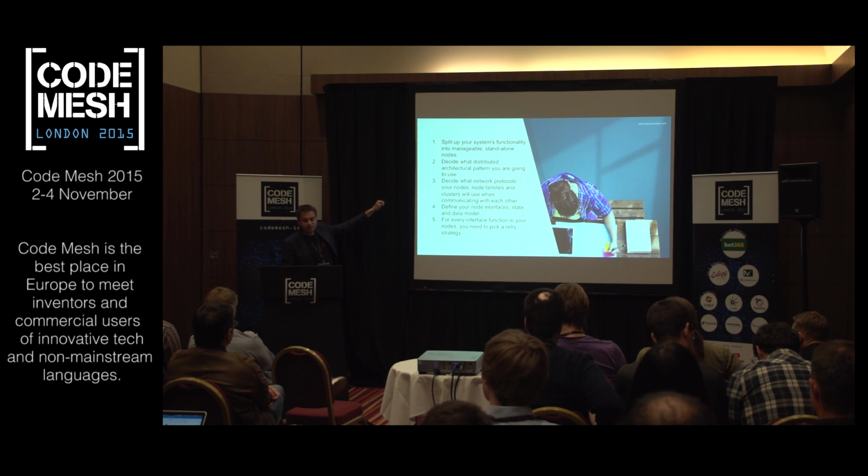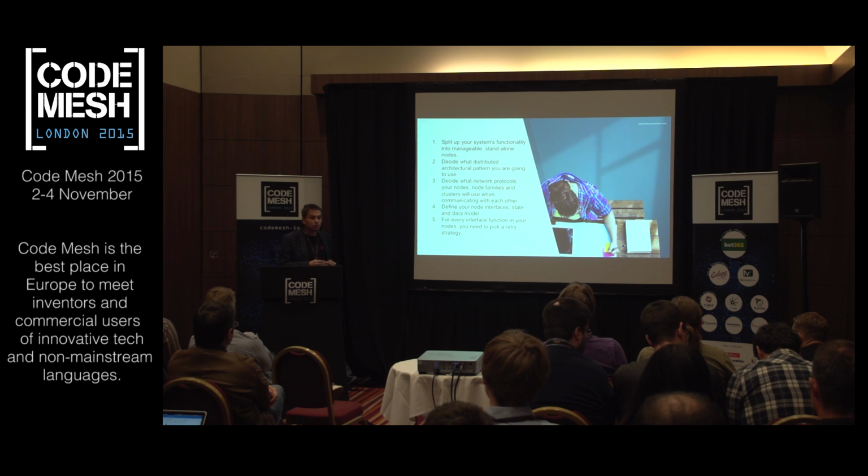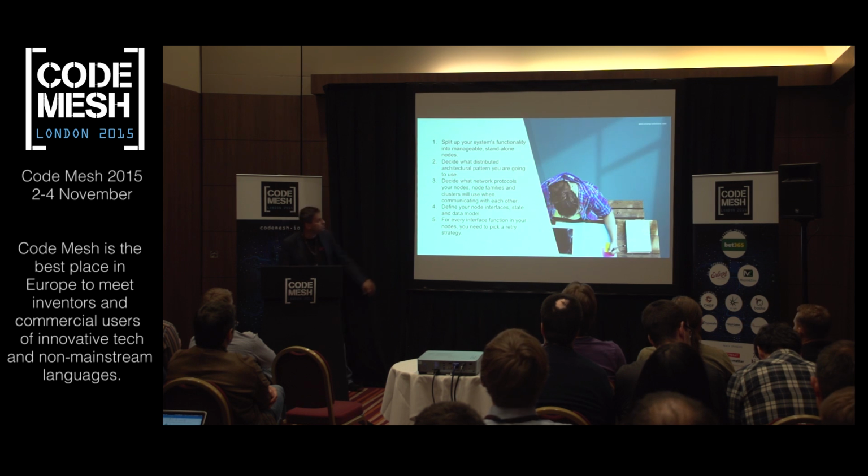Define your node interfaces. So exactly what functions does each node respond to, and have your state and data models for each particular node. And finally, pick your retry strategy. Is it for every call? Is it at most once, at least once, or exactly once? You need to go in and, for your data and state, pick your sharing strategy across the nodes, so you know what data and state you'll have in the individual nodes.